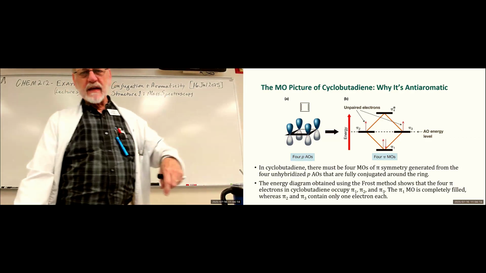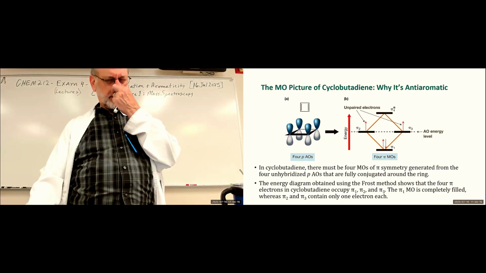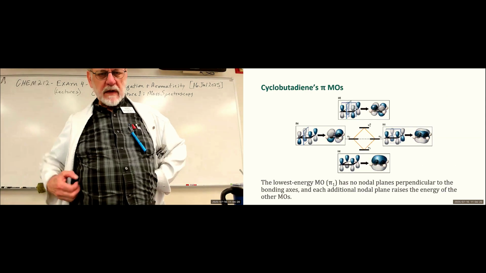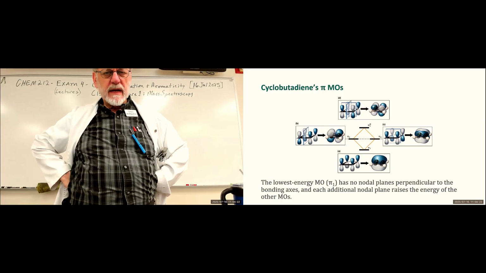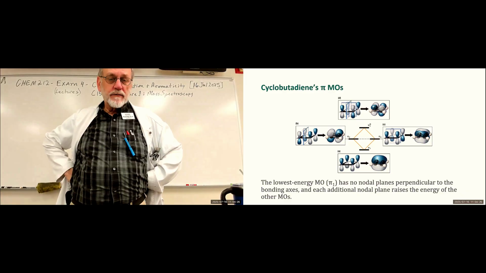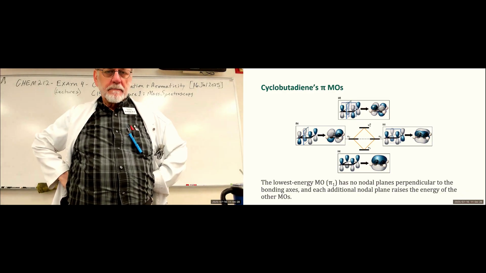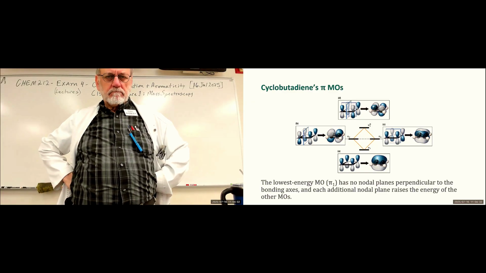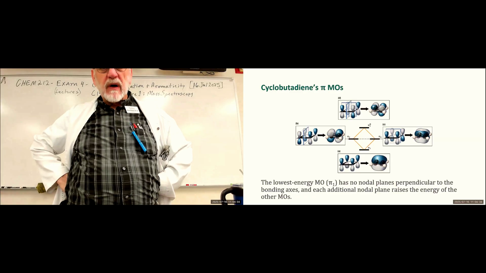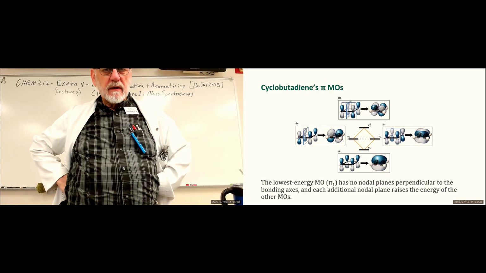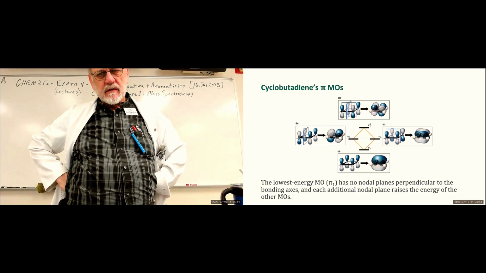That doesn't explain why it's anti-aromatic to me. Is this going to explain why it's anti-aromatic? Well, this shows us why we have two non-bonding orbitals, pi 2 and pi 3. Pi 4, okay, that makes sense.